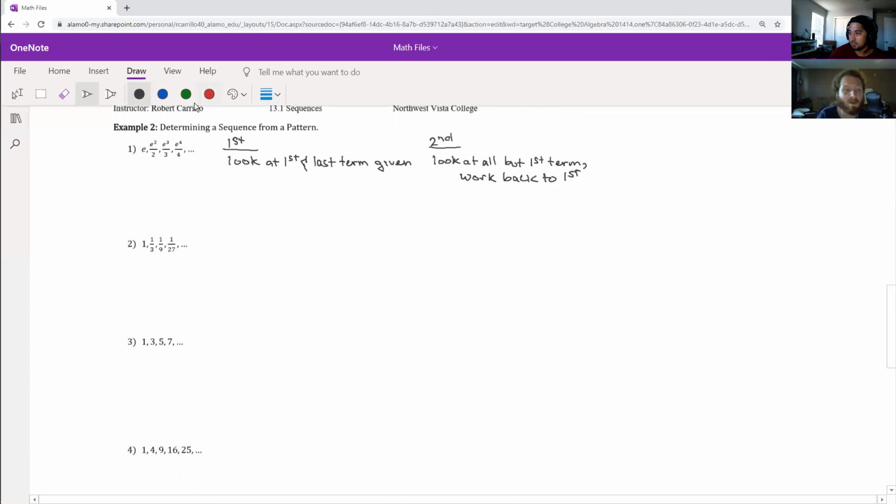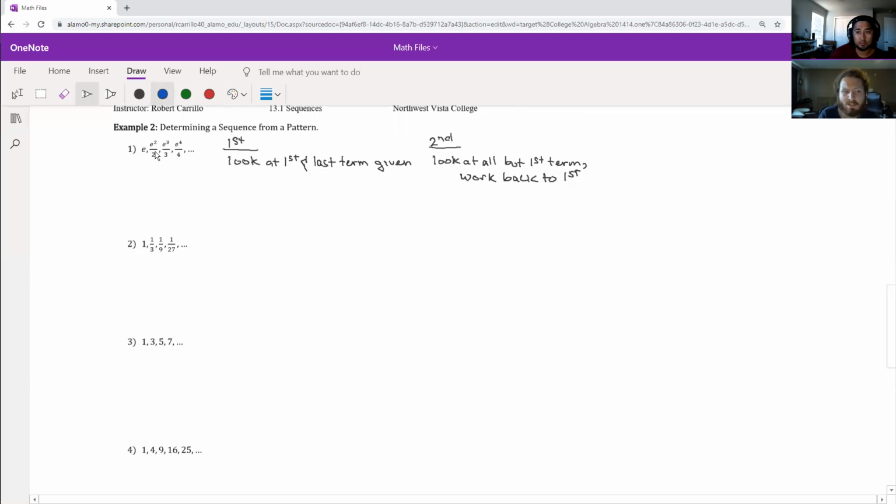Let me show you what I mean by that. In this problem, we've got e, then e squared divided by 2, e cubed divided by 3, e to the fourth divided by 4. Maybe that pattern is immediately obvious to you and maybe it's not. Let's assume it's not obvious and work from that perspective. I look at the first and fourth term here. I don't see anything immediately obvious between these two other than you raise it to 4 and divide it by 4.